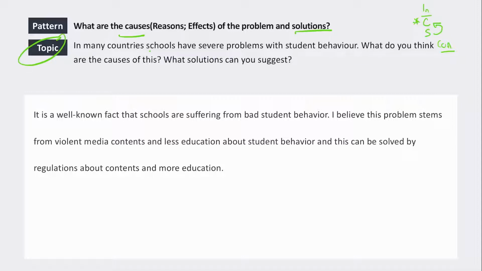Okay, so let's take a look at the topic. In many countries, schools have severe problems with student behaviour. What do you think are the causes of this and what solutions can you suggest? Okay, so we're looking at the problem for student behaviour in schools. So let's take a look and see what this candidate's done.